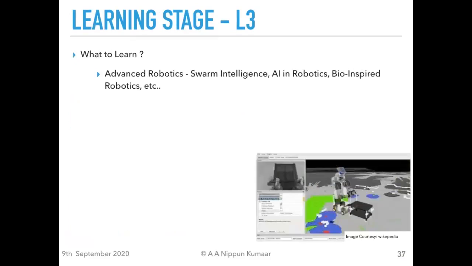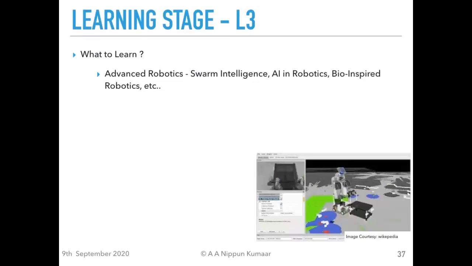It's only that you get into the advanced field of robotics. For example, there is something called swarm intelligence. Swarm intelligence is where you start looking at multiple robots working in an environment for different purposes. Multiple robots work in a single environment. That's called swarm. Then you look at artificial intelligence application in robotics, like machine learning, deep learning, reinforcement learning. Those kinds of techniques come into play.